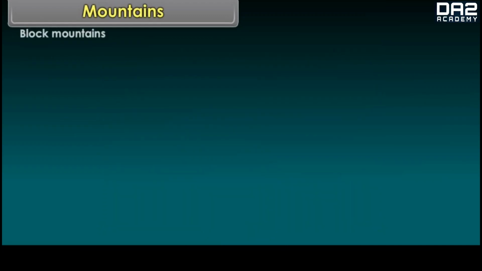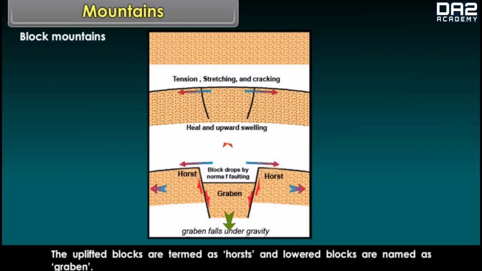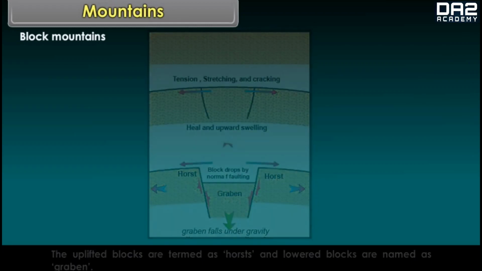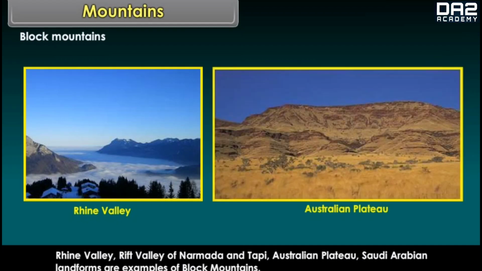Block mountains. When large areas are broken and displaced vertically, block mountains are created. The uplifted blocks are termed as horsts and the lowered blocks are named as graben. Rhine Valley, Rift Valley of Narmada and Tapi, Australian Plateau, Saudi Arabian landforms are examples of block mountains.